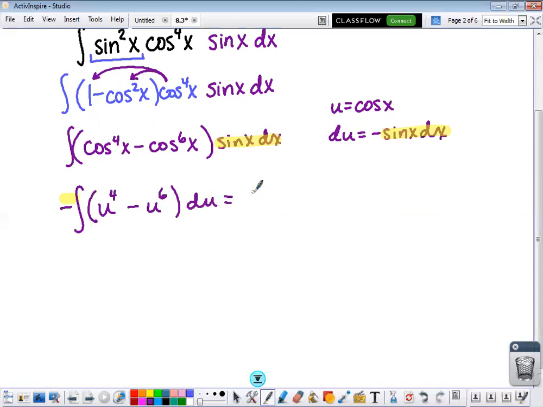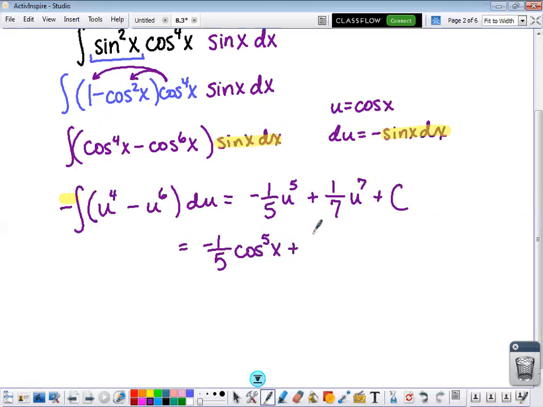Okay, simple power rule. So negative 1/5 u to the 5th, and then negative times a negative is a positive, and it would be 1/7 u to the 7th plus c. And then, of course, don't forget to substitute your u back in. So negative 1/5 cosine to the 5th x plus 1/7 cosine to the 7th x plus c.